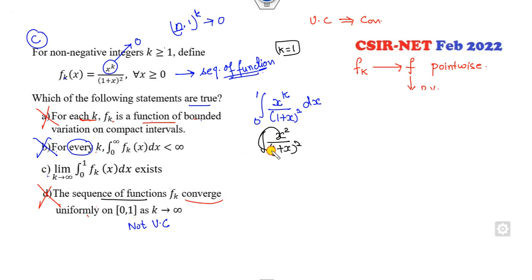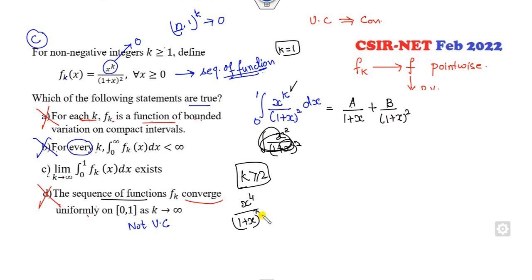I can say the coefficients are a over (1 plus x), then b over (1 plus x) squared, because if I choose k greater than or equal to 2, then the degree of the numerator is more than that of the denominator. How do you integrate like x to the 4 over this? You have to first divide them. So after dividing, say c x to the k minus 2 plus d x to the k minus 3 and so on. Now you can integrate this.